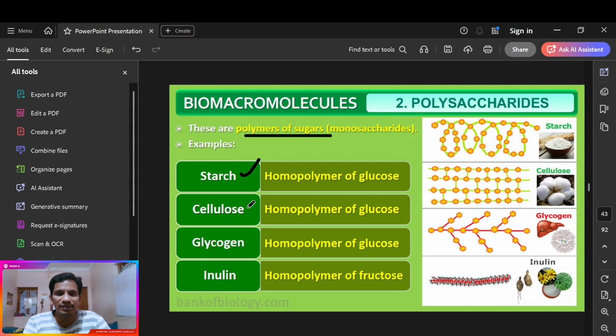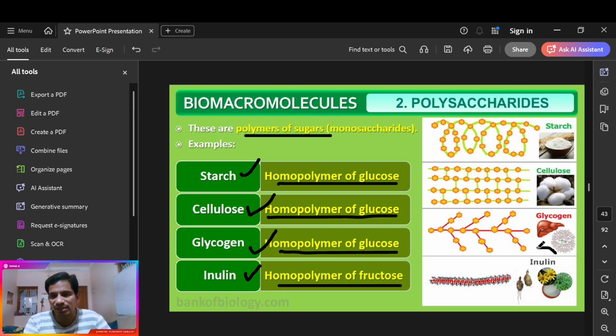These are the polysaccharides. What is the nature of starch? This is the homopolymer of glucose, whereas cellulose is also a homopolymer of glucose, and glycogen also a homopolymer of glucose, but inulin is of fructose. Inulin is one kind of polysaccharide. It is the homopolymer of fructose, the same kind of fructose there. Here the same kind of glucose, and cellulose also has a number of glucoses. These are the polysaccharides, right?